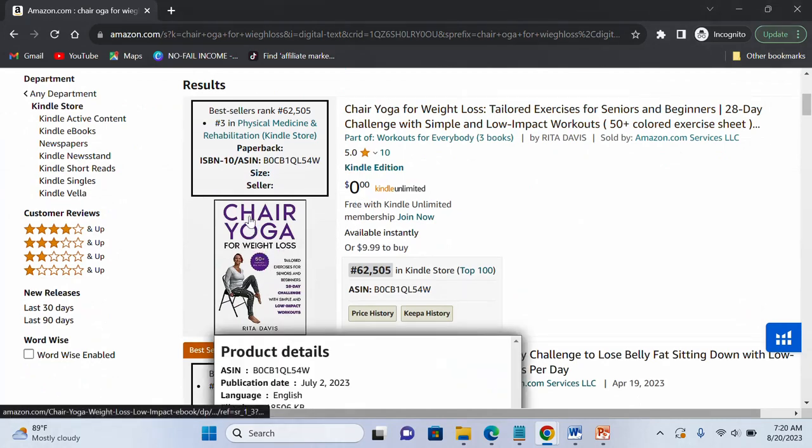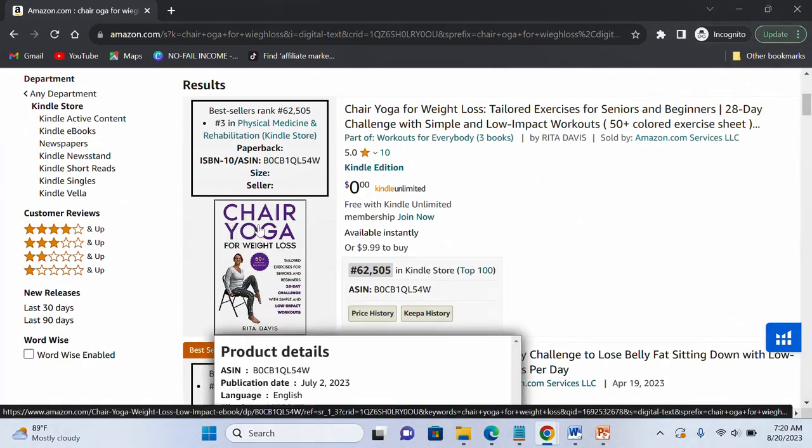Okay, so now you look at this particular book cover and you study it very well. Now look at the book title. It is boldly written. Look at it now, you are able to read it from here. You see, this is a very bold book title. Now you can see it clearly: Chair Yoga for Weight Loss. That is what I'm talking about. Clear book title and subtitle.